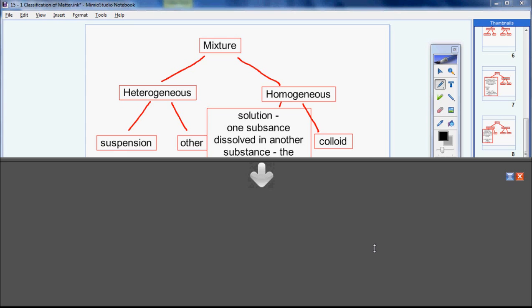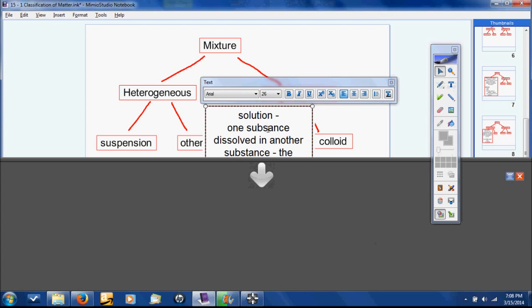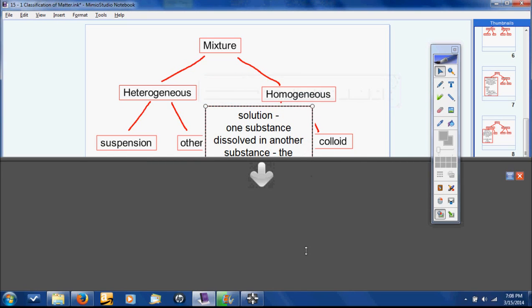A solution is when one substance, oh, there's a typo there, isn't there? One substance is actually dissolved in another substance.